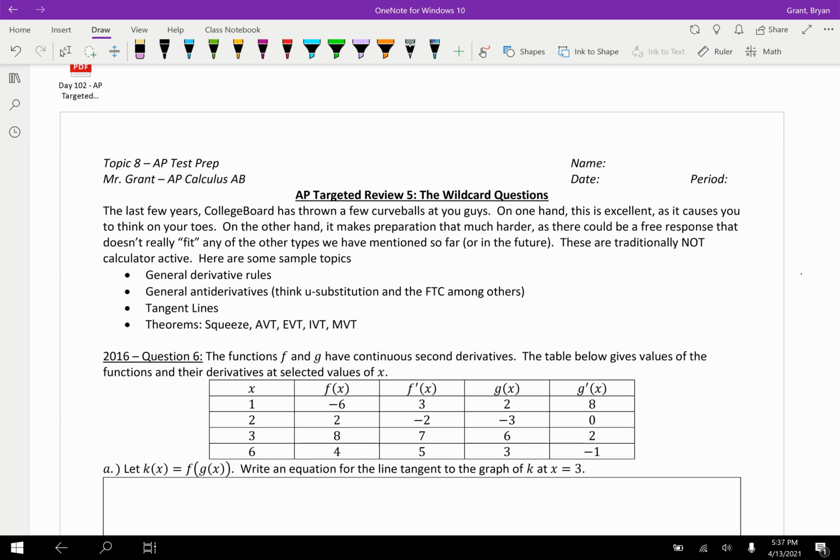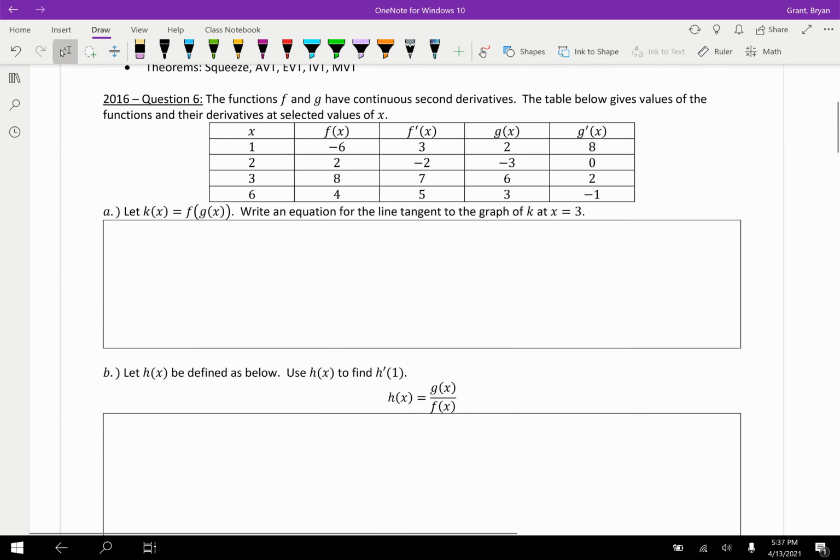And they're not calculator active because they're testing you on some general rules, and they worry that you could do that with a calculator. So without further ado, let's get started. As always, you are going to want to work ahead, and then if you get stuck, you'll come back. There's no reason you'll need to spend 45, 50, or 60 minutes on this video when you can do all of this in 20 and then just check your answers faster.